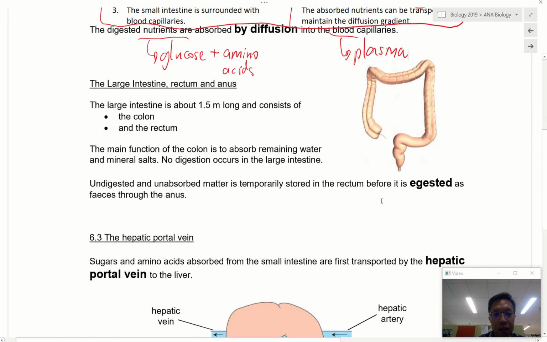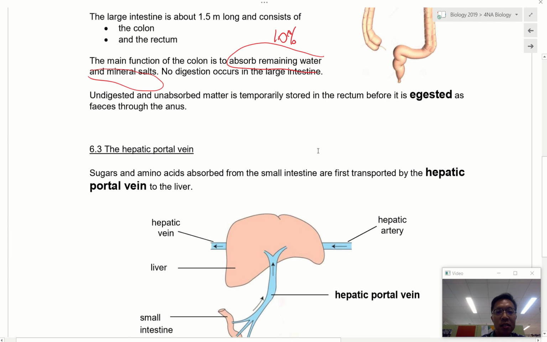If we move down a bit, we also see the large intestine. The large intestine basically just absorbs the remaining water and mineral salts. It's not a lot, just about 10%, so 90% of the water is already absorbed in the small intestine. And lastly, the egestion occurs in the anus. This is something you can remember quite easily, I believe.